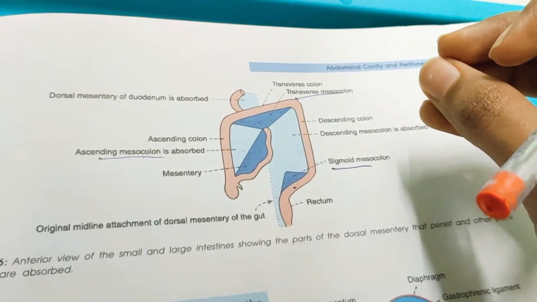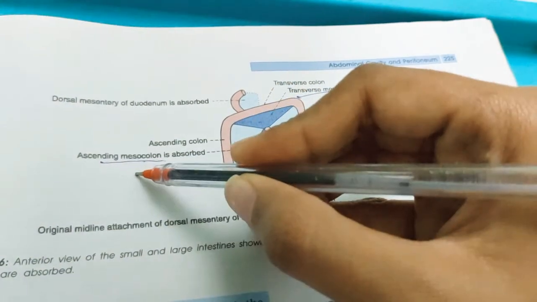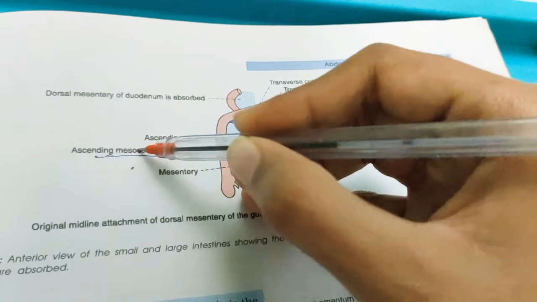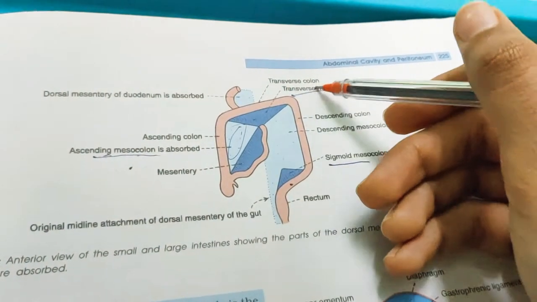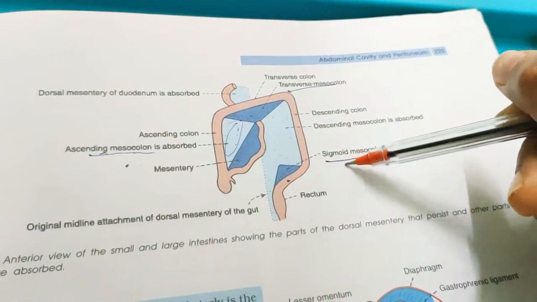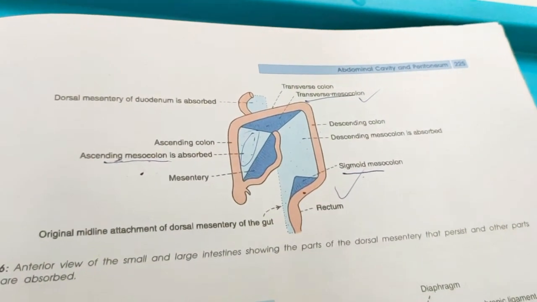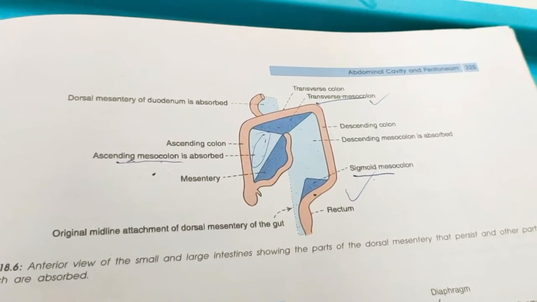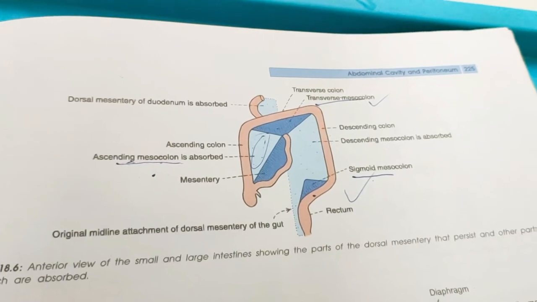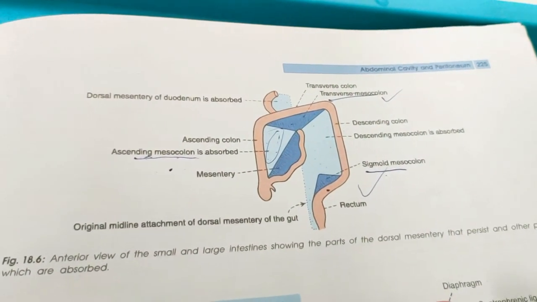Okay. So in this mesogastrium, especially if you see the ascending mesocolon, it is absorbed, meaning it is disappearing later, but the transverse mesocolon is still remaining, and even the sigmoid mesocolon is still remaining. Okay, so that's it. This is all about the peritoneal folds. I hope you have understood this video. Let me also show the real diagrams to once again recall and summarize everything.